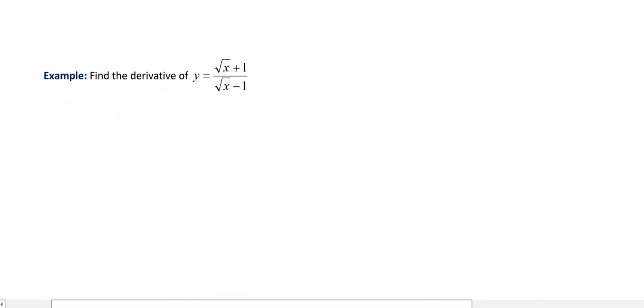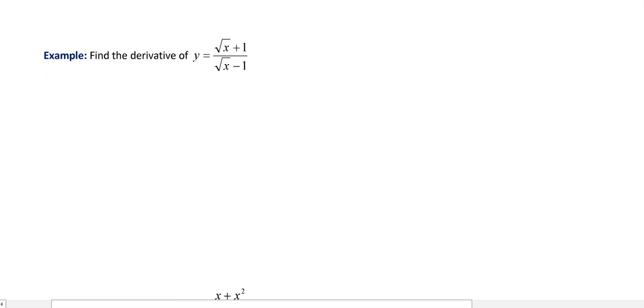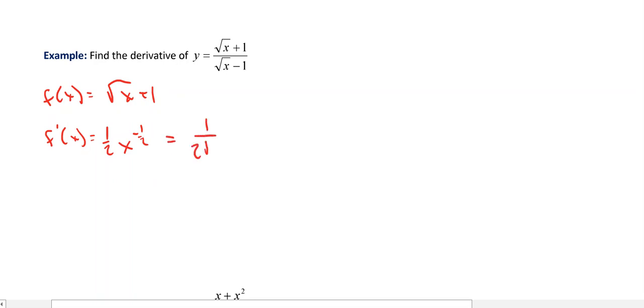Okay, in the next one, once again, f of x is the numerator. So that's the square root of x plus 1. And its derivative, well, the derivative of square root of x plus 1 is 1/2 x to the negative 1/2, and the derivative of 1 is 0. So this then becomes 1/2 square root of x. I'm not sure which form we want to leave it in, so I'm going to have it in both.